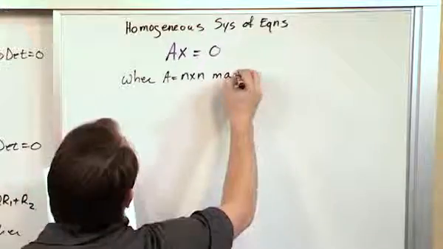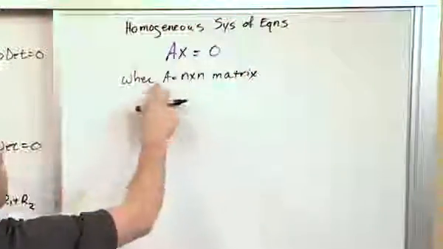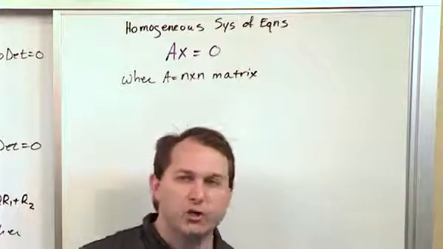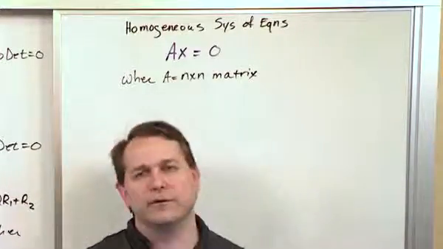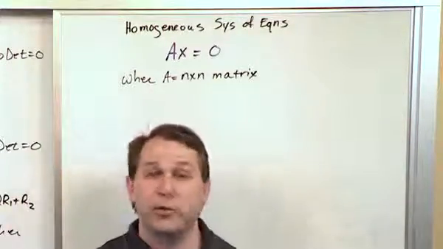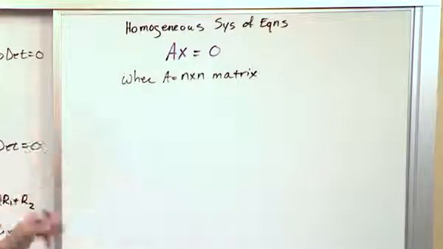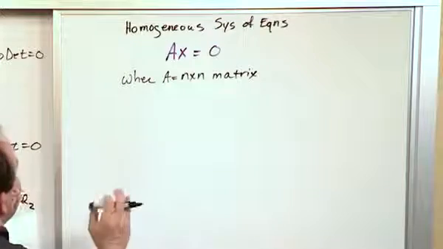matrix. Again, you can have systems where it's not a square matrix, but most of the time you have 3 equations, 3 unknowns, or 4 equations and 4 unknowns, 2 equations, 2 unknowns. So you end up with a square matrix A a lot of times. So we're just going to take a minute to look at this. What is the deal here?